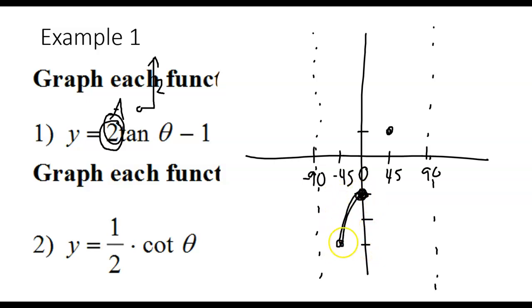This side should be slightly concave down. This side should be slightly concave up. And then we just stretch it out towards the asymptotes after that. And there's our tangent graph.